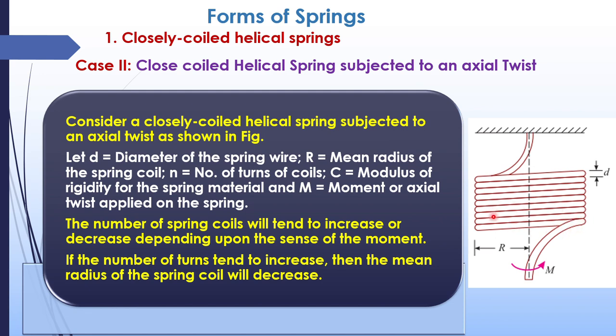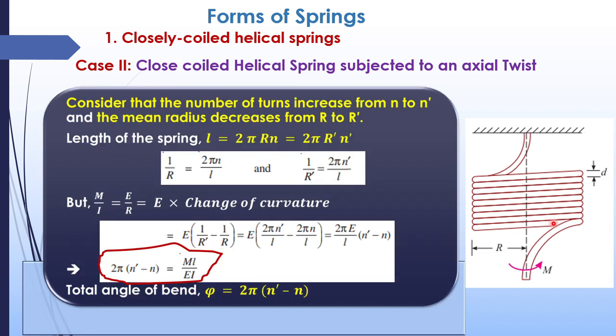The coil will become tight, the radius or the diameter of the coil will decrease, and the number of turns will increase. If you are loosening the twist, the diameter of the coil will increase and the number of coils will decrease. So when we are tightening it, the diameter of the coil decreases and the number of coils increases. You have to just assume what is happening when we are providing a twist.